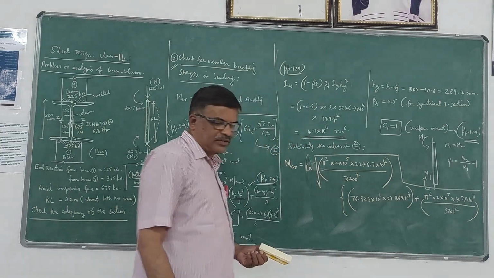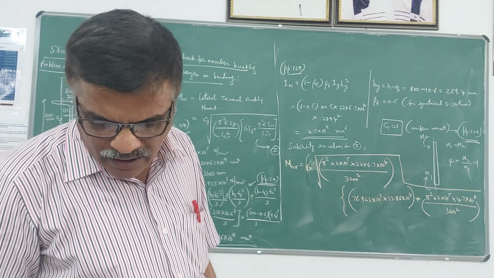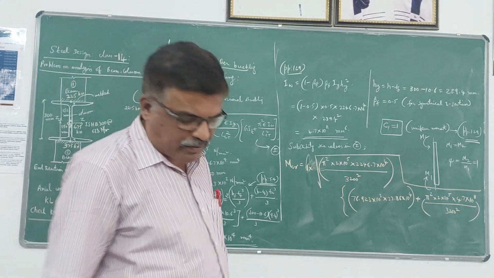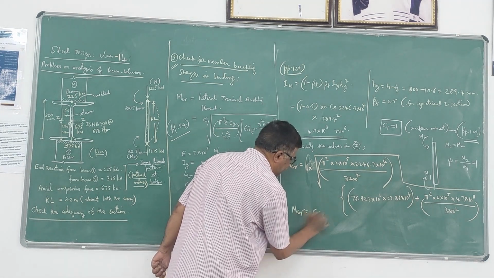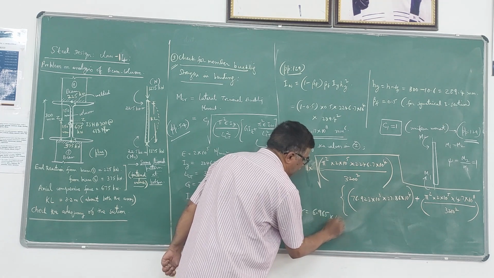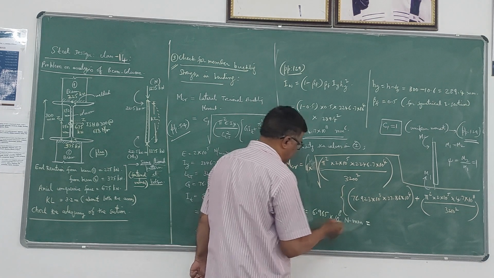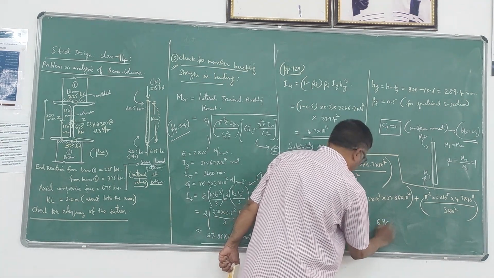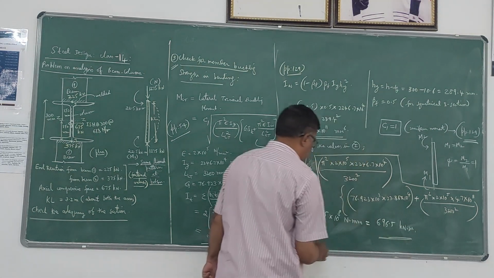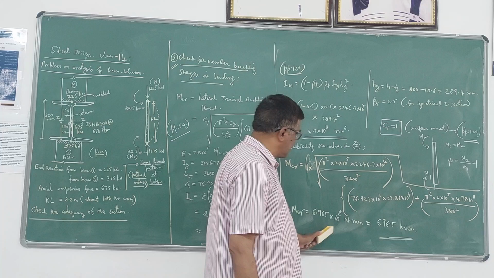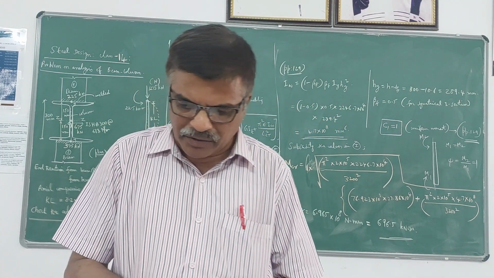If you simplify this, you will be getting MCR as 6.965 into 10 power 8 Newton millimeter, or if you convert it to kilonewton meter, it will be 696.5 kilonewton meter. If you take 10 power 6 here, it becomes 696.5 kilonewton meter. Anyway, we have to substitute in Newton millimeter only.